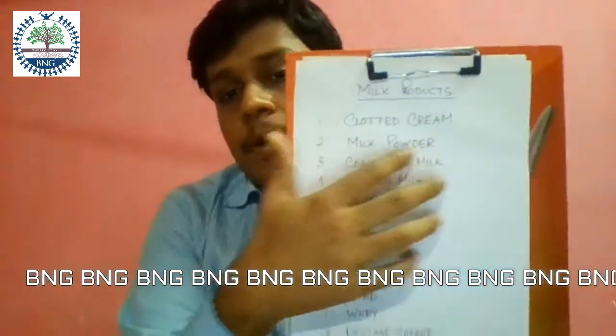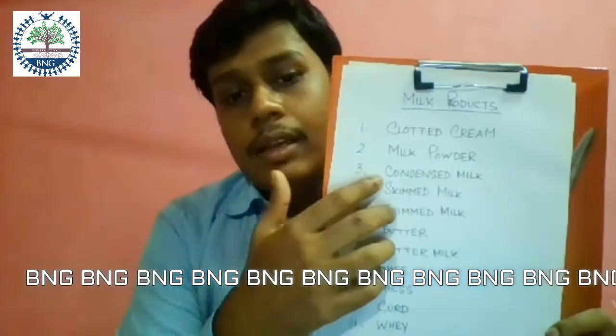Next, milk powder. Milk powder is basically dehydrated milk. When you evaporate the water content from the milk, the product we get is milk powder. The speciality of milk powder is that its shelf life is very high, and it is very helpful in bakery. Condensed milk. The manufacturing process of condensed milk is reducing the water content from the milk and adding sugar to the milk. That is condensed milk. It is very helpful in bakeries.